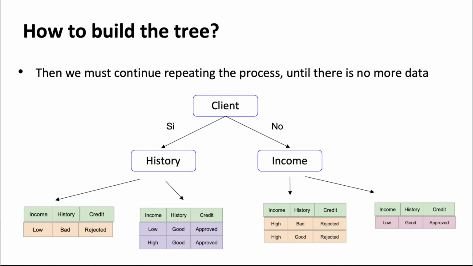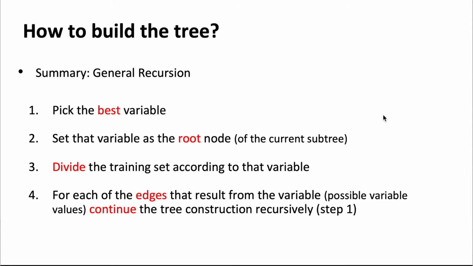So again, in the case of history, we will have to divide the table according to the values that history take. And in the case of income, in the right side, we had to divide the table according to the values that income might take. And we continue the process again. So far, this is the summary of the general recursion.